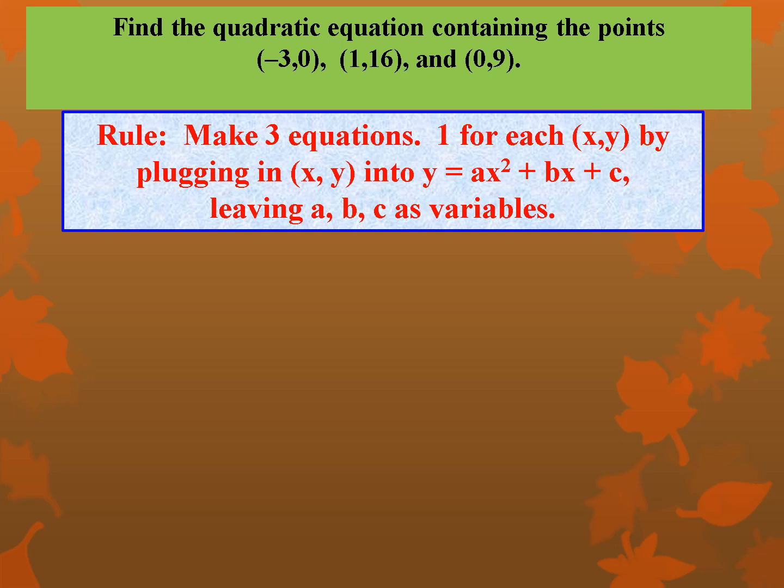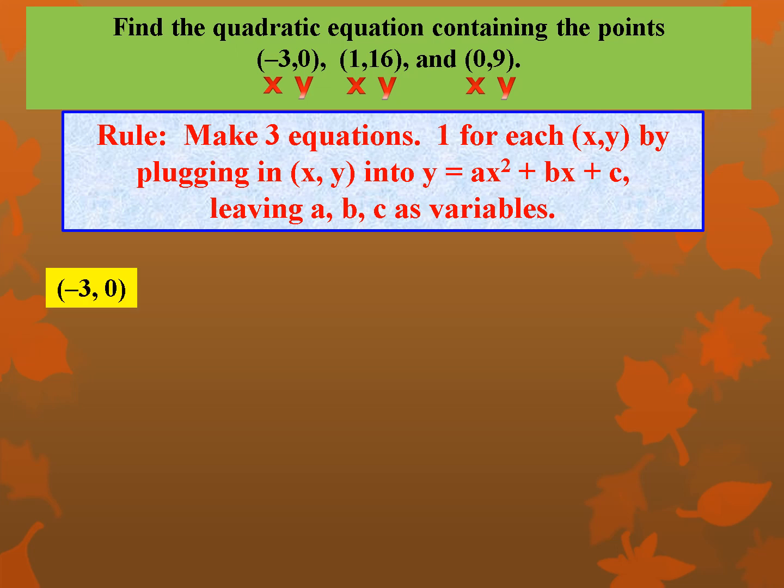So what we're going to do is make 3 separate equations. We are going to use one equation for each point by plugging that point into standard form, and instead of leaving x and y as variables, we're going to leave a, b, and c as variables. So for each point, we plug in the x and y into standard form, but leave a, b, and c as variables. So 3 points, 3 equations. I think you might know where this is headed. Don't be scared. Let's get started.